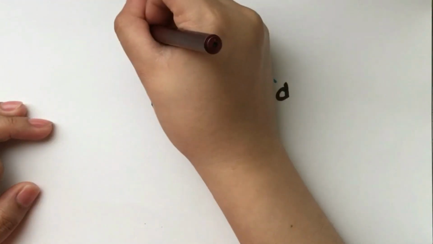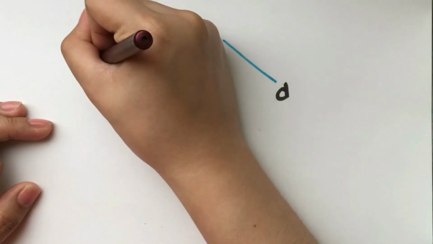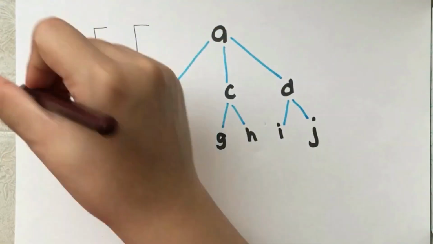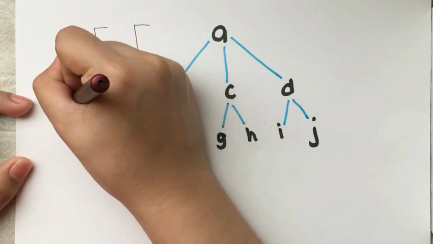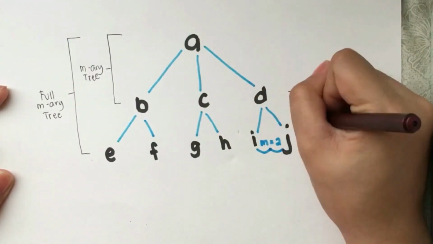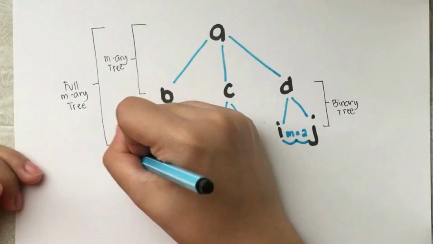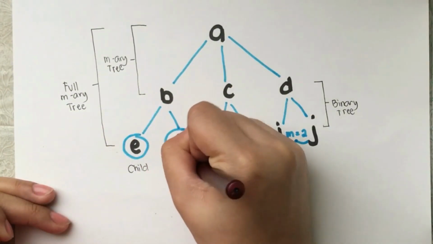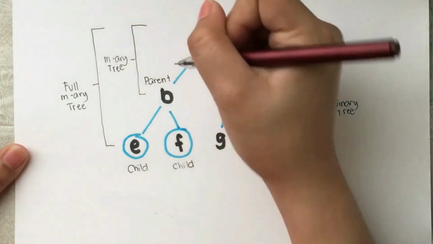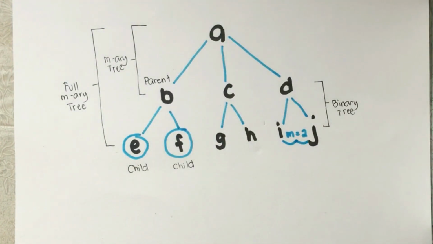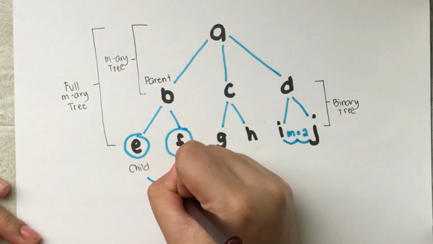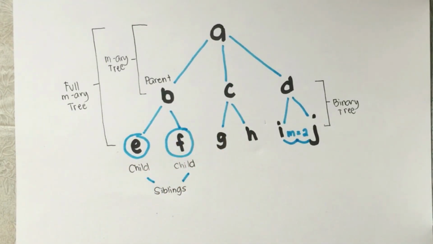A tree is called an m-ary tree if every internal vertex has no more than m children. The tree is called a full m-ary tree if every internal vertex has exactly m children. Any m-ary tree with m equal to 2 is called a binary tree. When an internal vertex has a child, that internal vertex is called the parent. The same goes for the internal vertices C and D, including the root, which is A. If the parent has more than one child, the children are called siblings of each other.